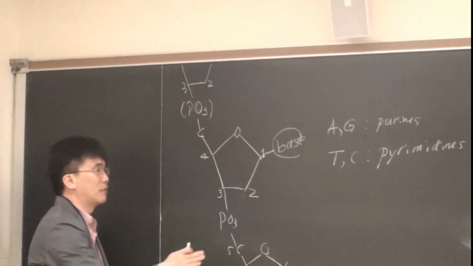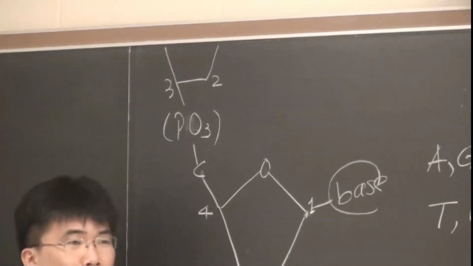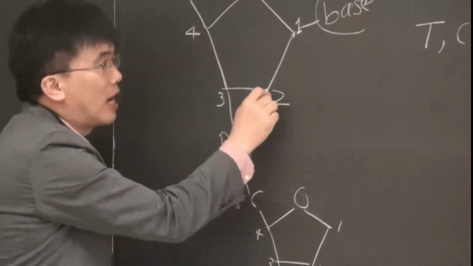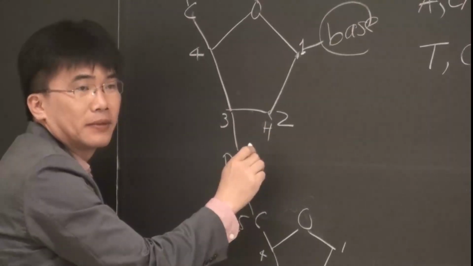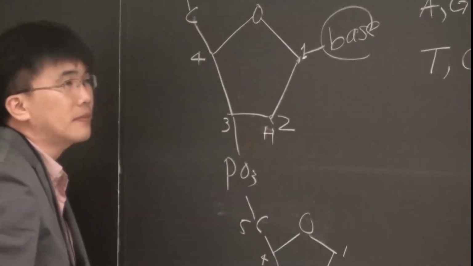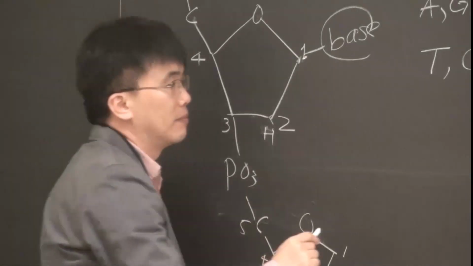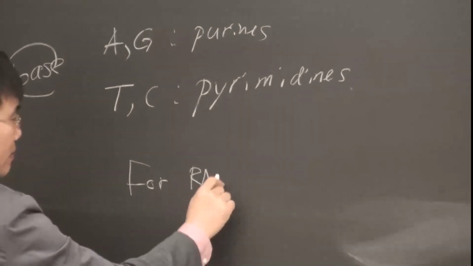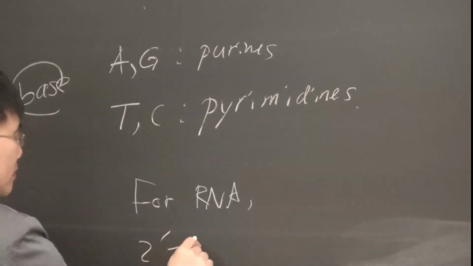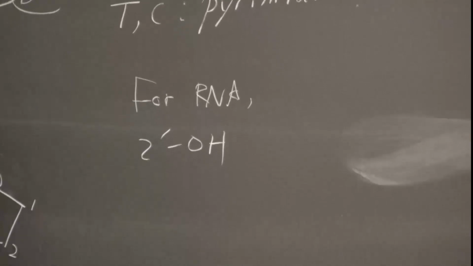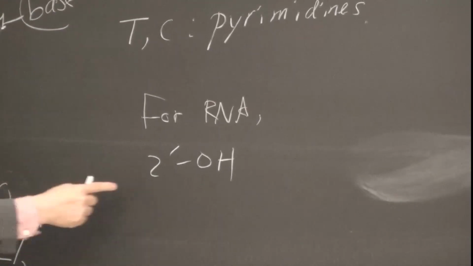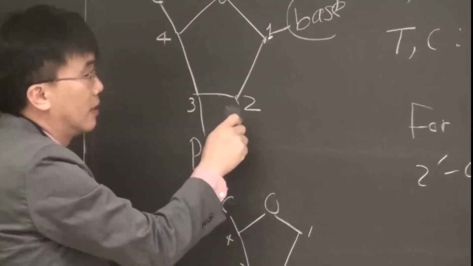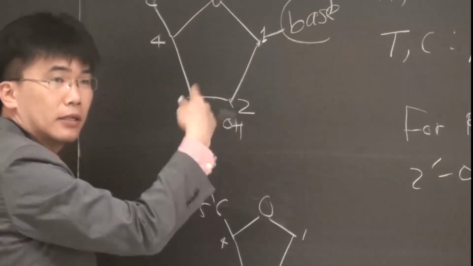All right, let me tell you one thing. This is called a 2' position. Basically you have a carbon, and then there is a hydrogen there. This is for DNA, but for RNA, instead of having a hydrogen, you have a hydroxyl group, OH. So for RNA, the difference is that you have OH. Then you make an RNA.